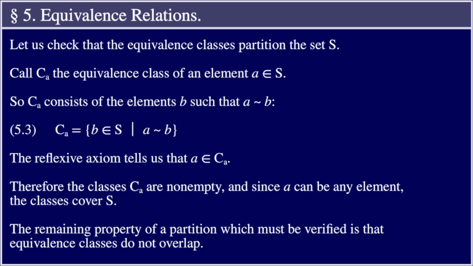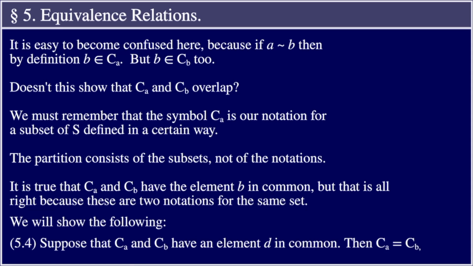The remaining property of a partition, which must be verified, is that the equivalence classes do not overlap. It is easy to become confused here. Because a ~ b, then by definition b is a member of C_a. But b is a member of C_b too. Doesn't this show that C_a and C_b overlap? We must remember that the symbol C_a is our notation for a subset of S defined in a certain way. The partition consists of the subsets, not of the notations. It is true that C_a and C_b have the element b in common. That is all right because these are two notations for the same set.